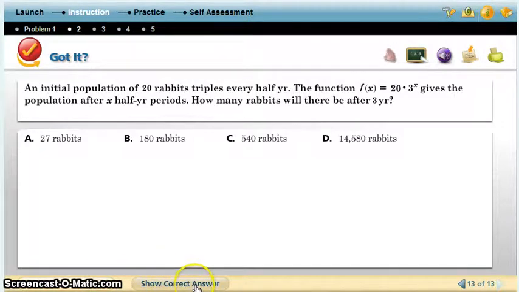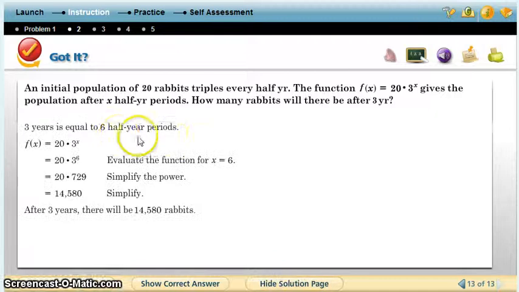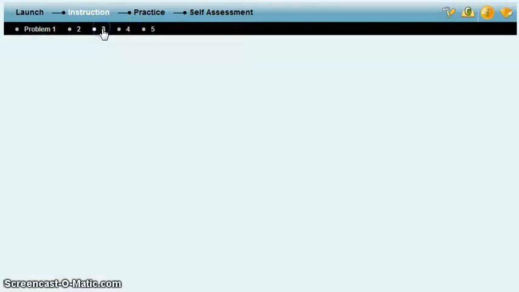All right, your correct answer is D, and this is how you would make sure you've got the correct unit or the correct amount for your x. Substitute in and simplify. All right, last example is graphing.